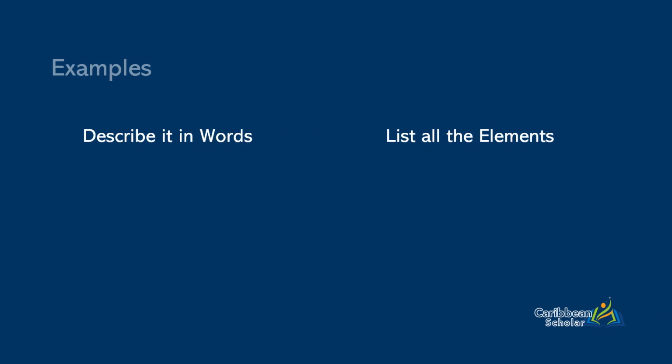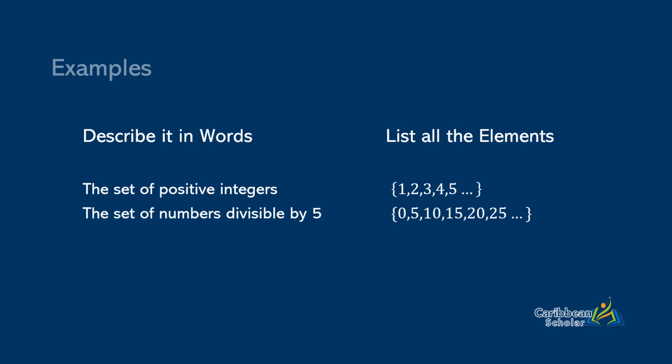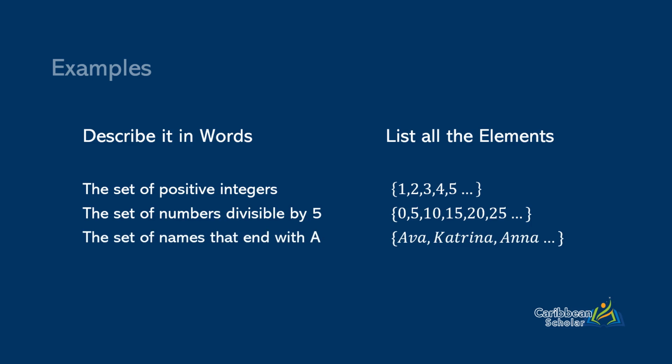On the one hand, we have describe it in words, and on the other column, we have list all the elements. So our first example is a set of positive integers. And these are 1, 2, 3, 4, 5, and so on. The second example is a set of numbers divisible by 5. And these are 0, 5, 10, 15, 20, 25, and so on. And just to show you an example without numbers, we have the set of names that end with A. For instance, we have Ava, Katrina, Anna, and so on.